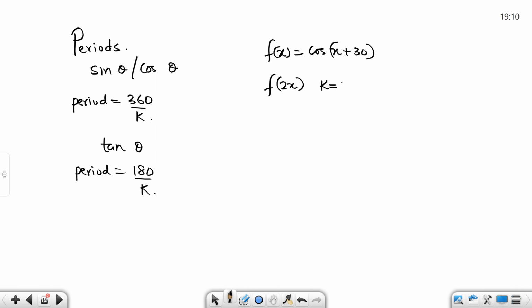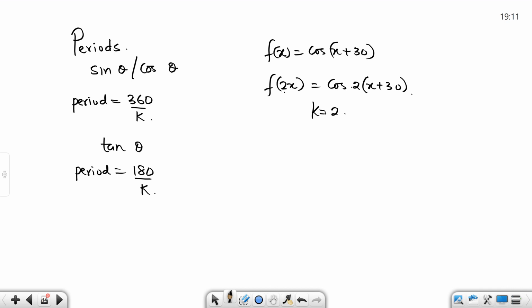My k is now what? 2, the coefficient. My k is 2. All right, so if I wanted to write it here, it would have been cos 2 into bracket x plus 30. We are graphs. That's what we're saying. Is that okay? So what is our k? K is 2. Can we find the period now?